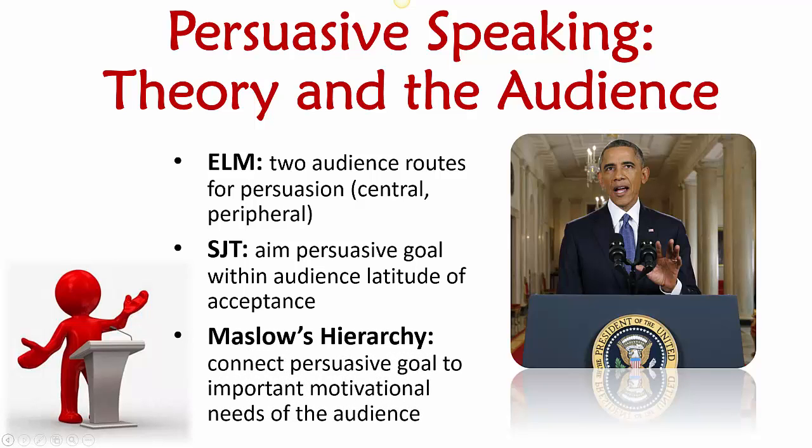And finally, Maslow's hierarchy focuses on the important emphasis to connect the persuasive goal that you have to the important motivational needs of the audience. You want your audience to be more likely to accept your position because accepting your position is going to help them accomplish what they need to meet their basic needs and to grow and develop as a person.